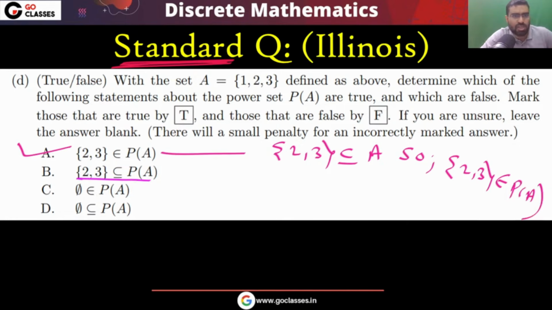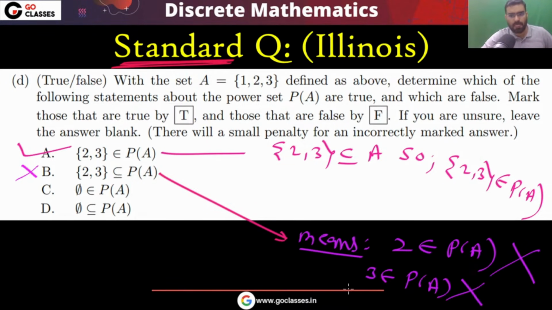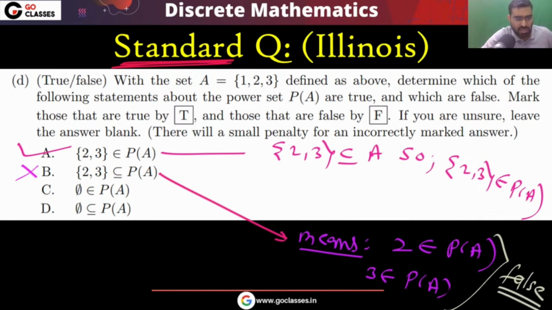This is a subset of the power set of A. This is not correct, because 2 is not an element. It simply means that 2 belongs to the power set of A, but this is not true. It also means that 3 belongs to the power set of A. This is not true. So both are basically false. So finally I can say option B is not correct. What about this one?